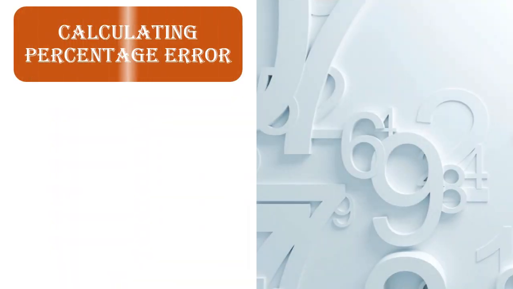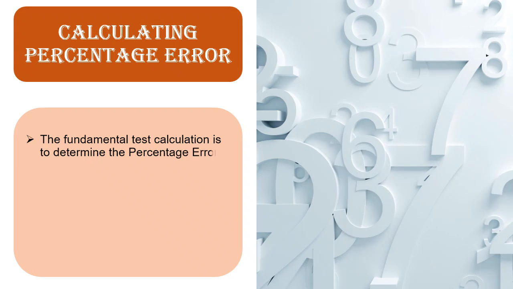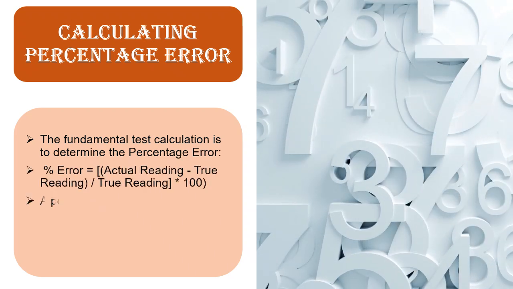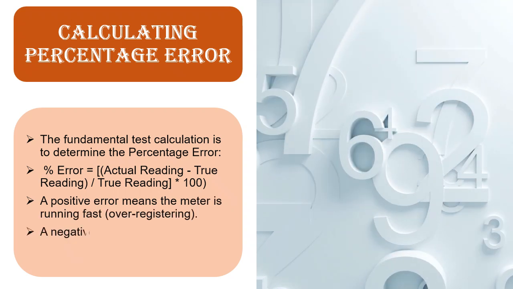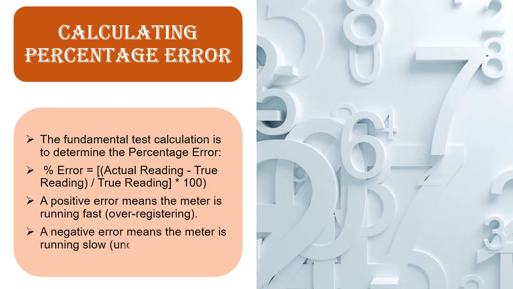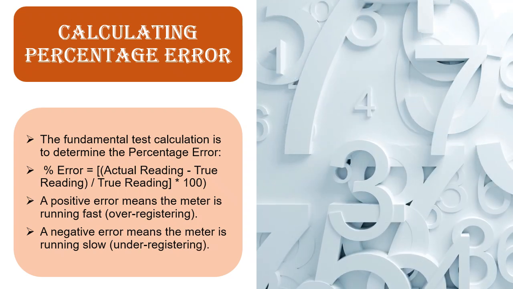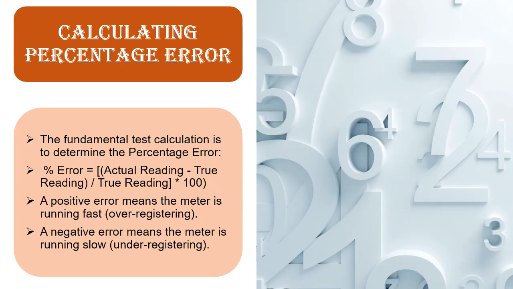Calculating percentage error. The fundamental test calculation is to determine the percentage error. Percent error is equal to (meter reading minus true reading) divided by true reading, times 100. A positive error means the meter is running fast, over-registering. A negative error means the meter is running slow, under-registering.